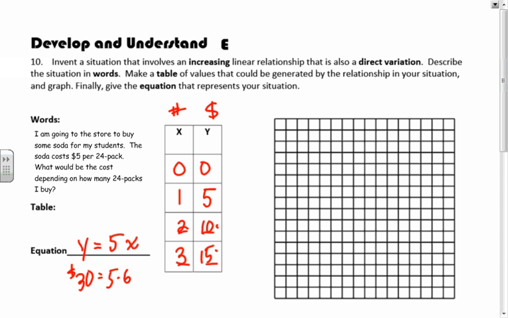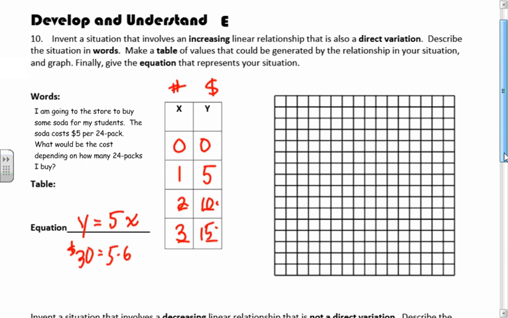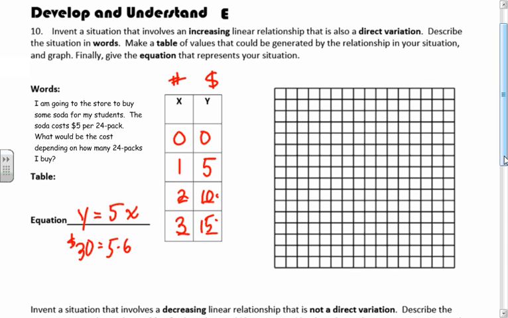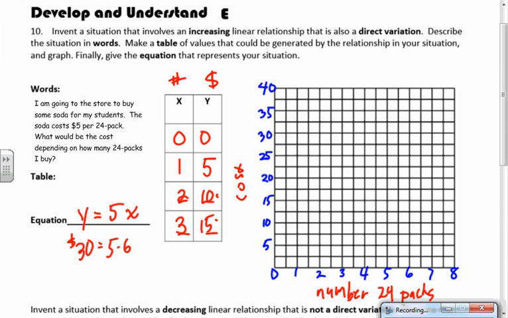All right, now the next thing I'm going to do is graph this, and I'm going to put my x-axis, that's going to be my number of 24 packs, and on the y-axis, I'm going to have my cost in dollars. So I'm going to go ahead and make this graph. So here's my graph. 0 packs cost $0. 1 is 5, 2 is 10, 3 is 15, 4 is 20, and so on.